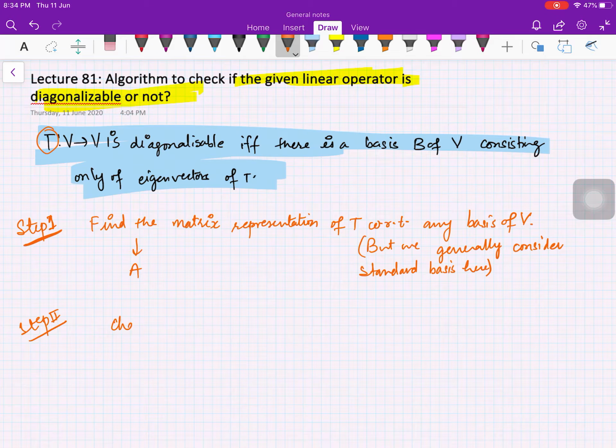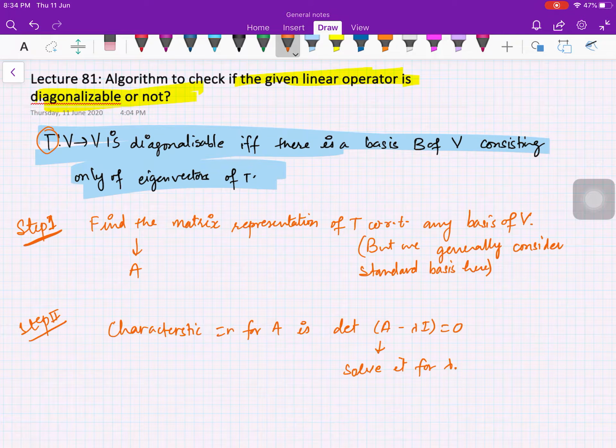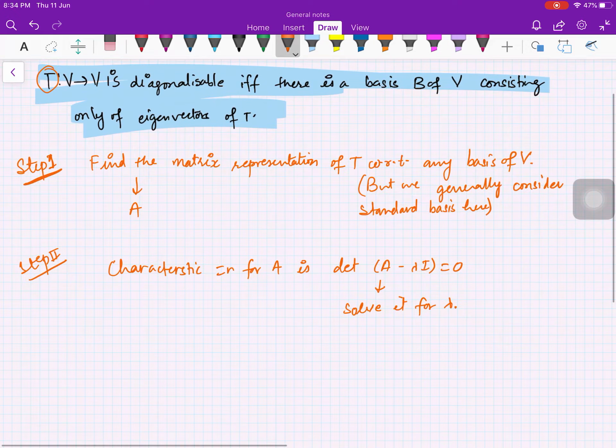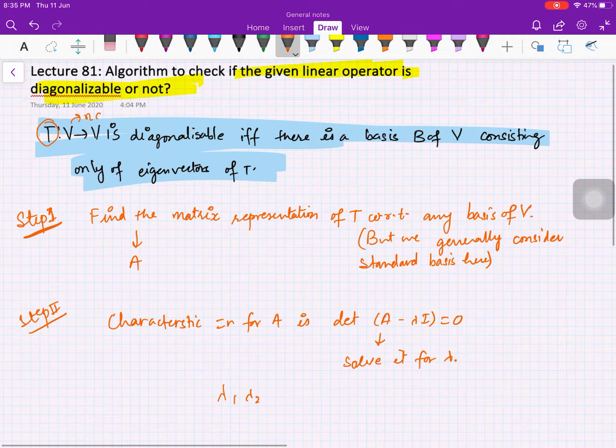Step 2 is you write the characteristic equation for A. The characteristic equation for A is determinant of A minus lambda I equal to 0. Solve it for lambda. Now suppose this is your n dimensional vector space, so here this will be a polynomial of degree n.